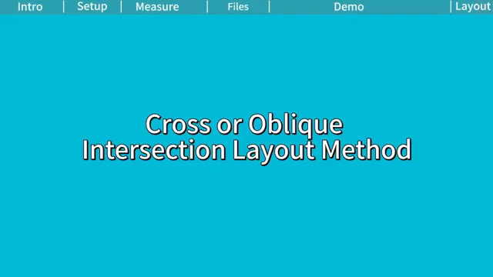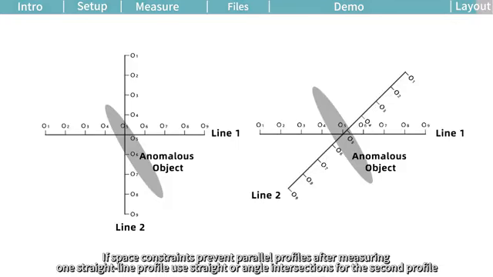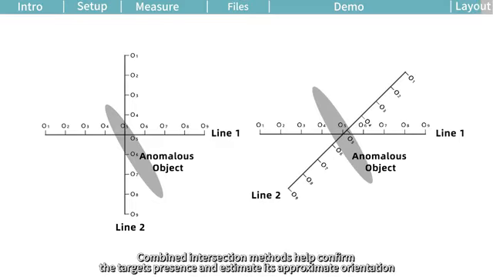Cross or oblique intersection layout method. If space constraints prevent parallel profiles after measuring one straight line profile, use straight or angle intersections for the second profile. Combined intersection methods help confirm the target's presence and estimate its approximate orientation.